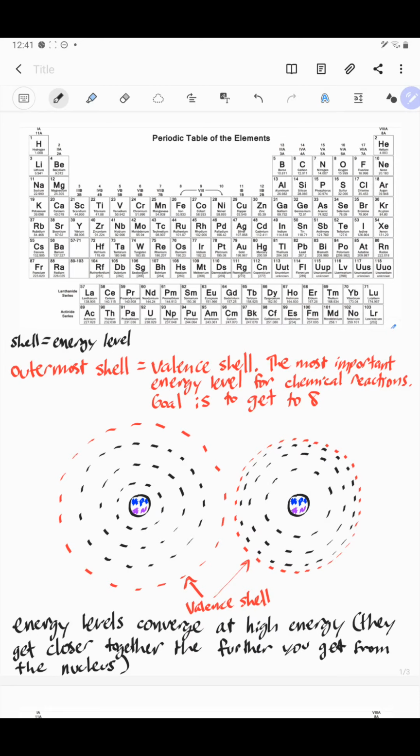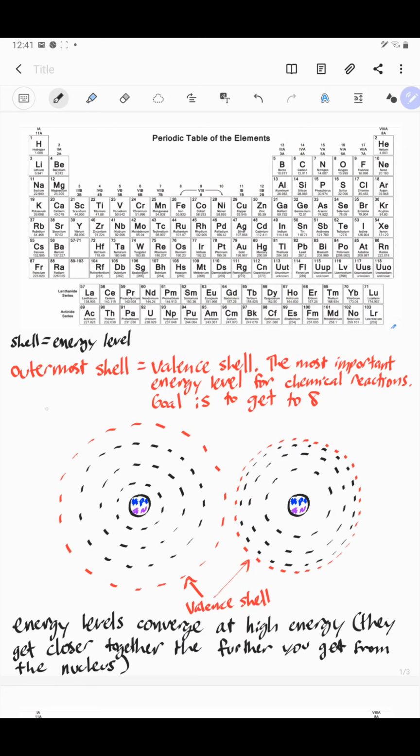Next, I wanted to say that the outermost shell is really the most important shell for atoms, and we call that the valence shell. It can hold up to 8, and its goal is to hold up to 8. Again, when we go over periodic table trends, we are going to explain why that is a little bit more. But let's talk about why the first shell can hold 2.